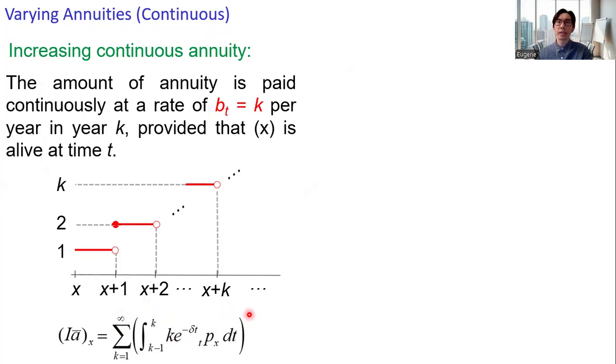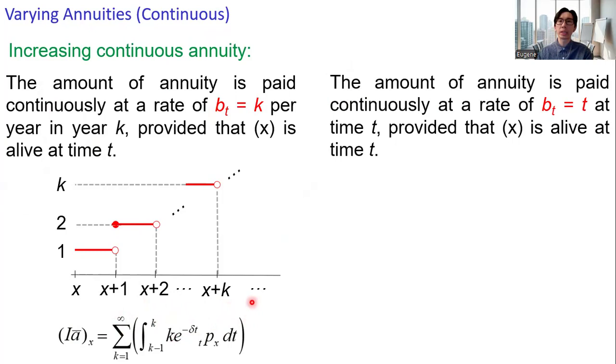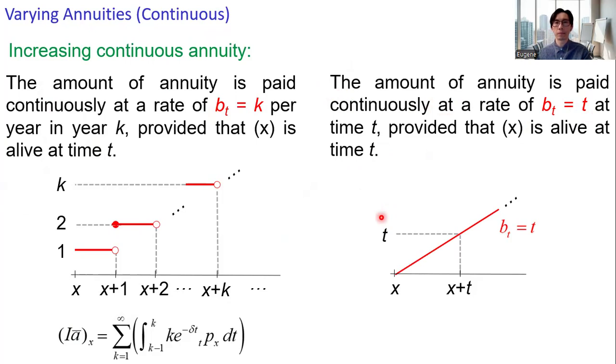The second type of continuous annuity is the continuously increasing annuity. The annuity payment is paid continuously at a continuous rate. The rate is t at time t. The actuarial notation for continuously increasing annuity is I bar A bar x. And we have this expression, an integral for the actuarial present value.